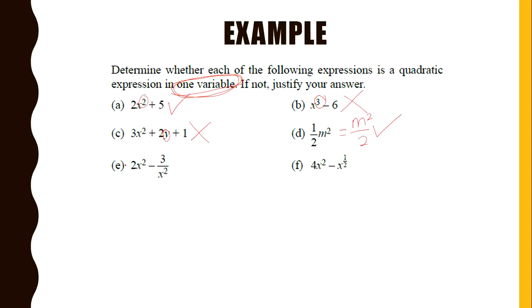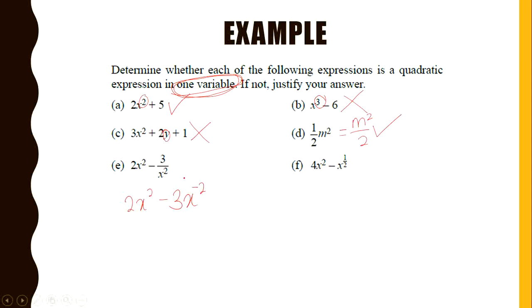Next, E. Okay, we have 2x squared minus 3 over x squared. Is this a quadratic expression? Walaupun kita nampak dua-dua ni x squared, okay, adakah benar x ni power dia 2 juga? Okay, kita boleh tulis juga. Dia akan jadi 2x squared minus 3. Okay, x squared bila dia duduk kat bawah macam ni, dia actually x negative 2. Ini rupa sebenar dia without fraction. So, memang dia punya highest power is 2.